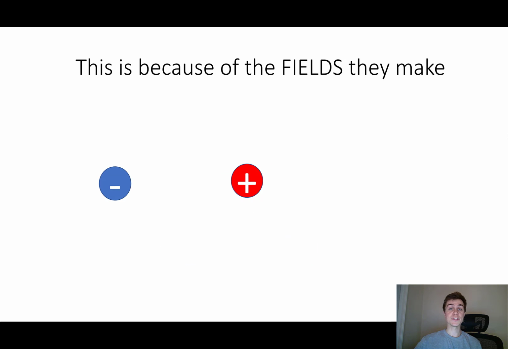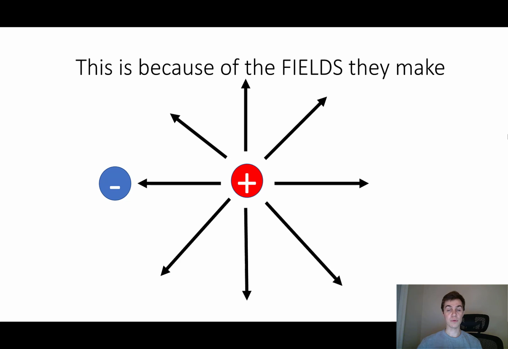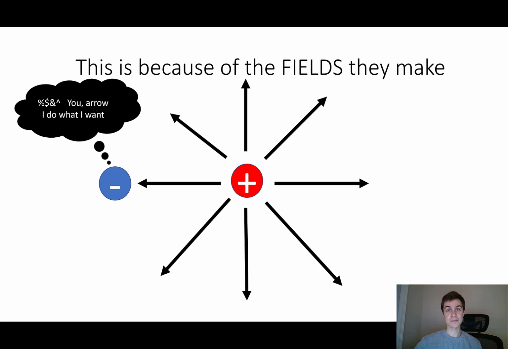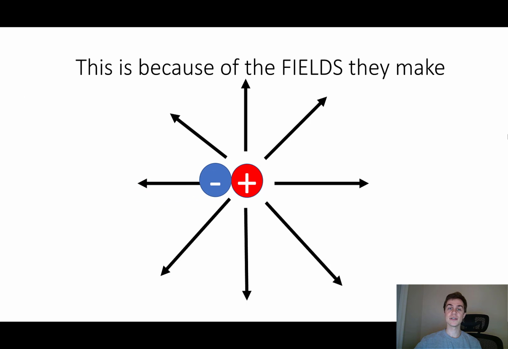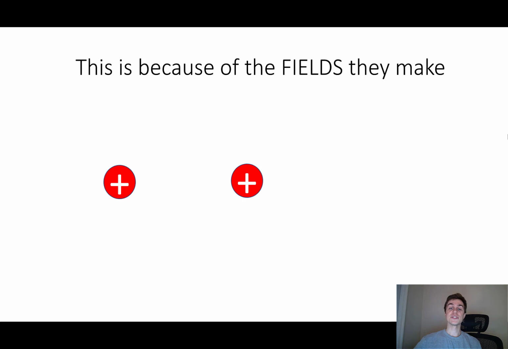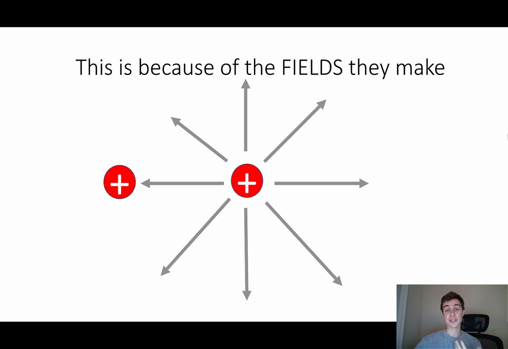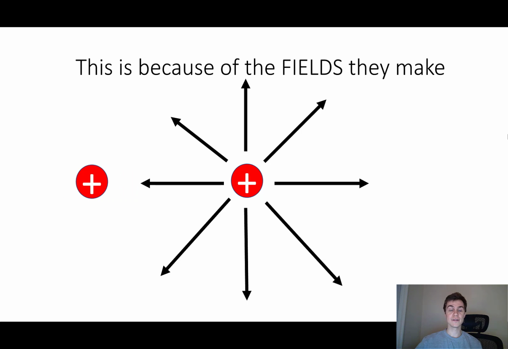This is because of the fields they make. So imagine you have a negative charge and a positive charge. The positive charge creates outward field arrows, and the negative charge sees this arrow pointing to the left and says, no, I'm going to do the opposite of what you tell me. So it goes towards the positive charge. And that's why opposite charges will attract. But similar charges, if I have a positive and a positive, let's just think of the field lines. Positive charge creates outward pushing field lines, and as a result, this other positive charge sees the arrow pointing to the left and says, okay, sure, I'll go to the left. A similar thing happens with negative charges.